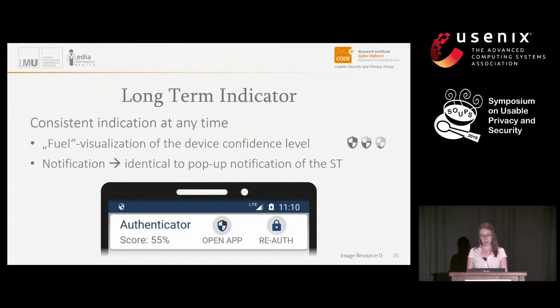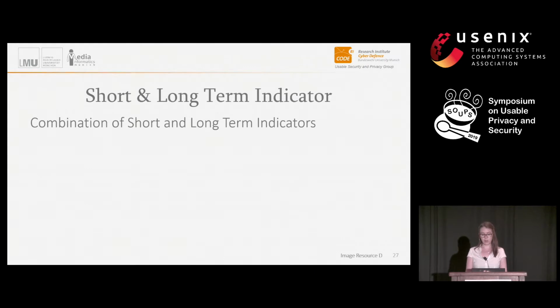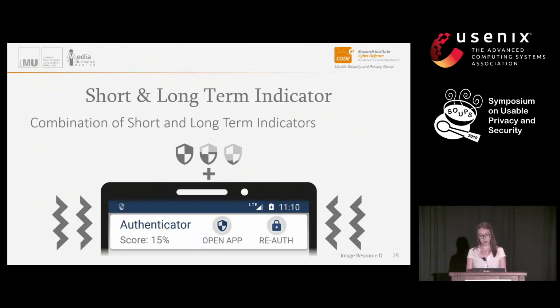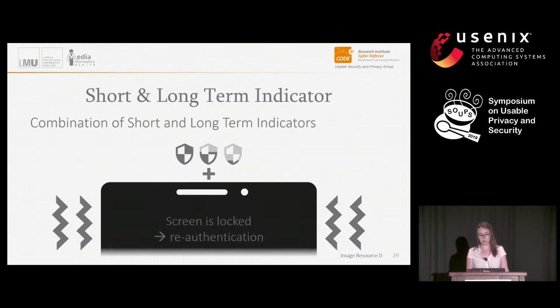The third condition is a long-term indicator, which indicates the current device confidence level through a shield symbol in the status bar. It contains a notification, which is the same as the short-term indicator condition. The fourth and last condition is a combination of both, so it has first the indication of the device confidence level at any time, and second, it announces an imminent re-authentication by the pop-up notification and gradually dimming out the screen, as you can again see here. And again, the screen will be locked after this grace period, so an explicit re-authentication will be necessary.